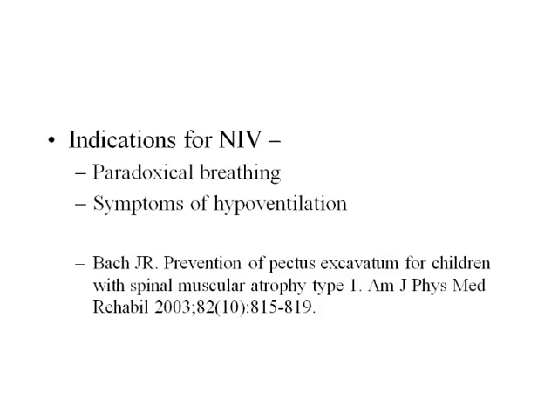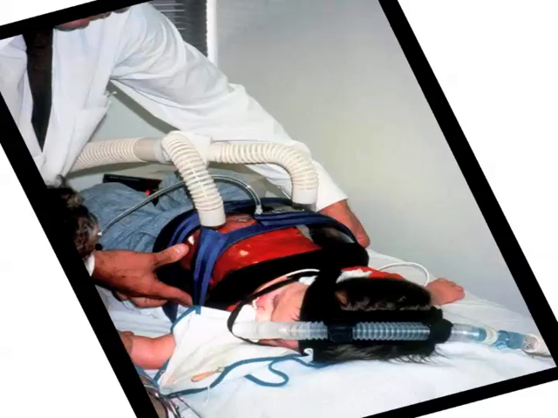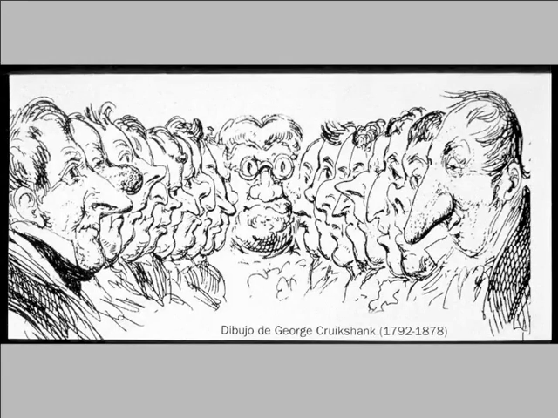So the indications are paradoxical breathing for small children and symptoms of underventilation. Don't bother with negative pressure. Iron lungs and chest shells like this never work as effectively as nasal or mouthpiece ventilation, because the negative pressure causes the throat to collapse as you're inhaling, and you get obstructive apneas. The air doesn't make it well into the lungs.